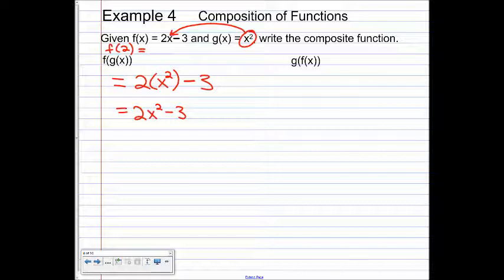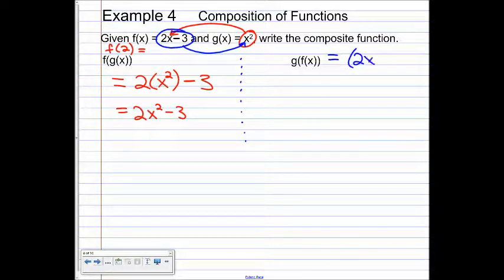Okay, let's try the next one. That's it. We can't solve it. It doesn't say a number, so we're done. Let's do the next one. The next one says g of f of x. So I have my g of x function, x squared. What am I putting into that? The whole entire function. I always say, what's the inside function? F of x. So I'm going to circle f of x, and I'm going to put it into the other function. So this is going to be 2x minus 3, squared.